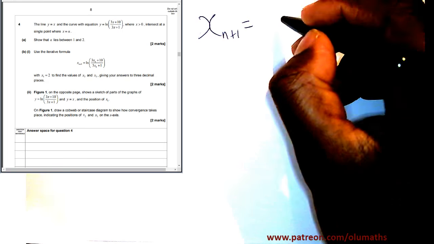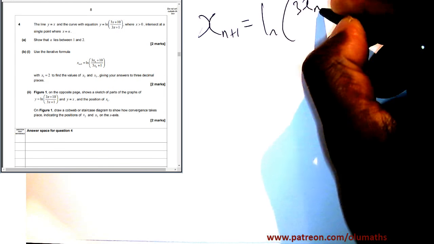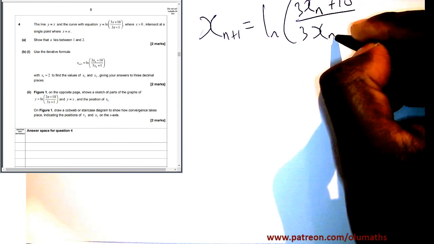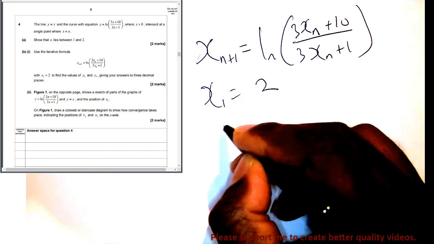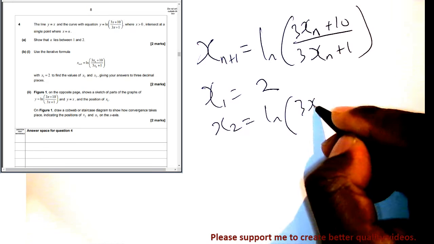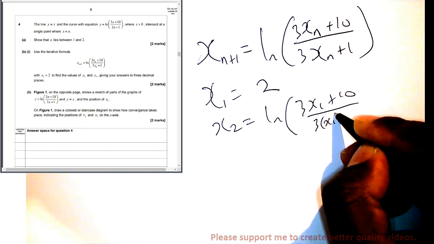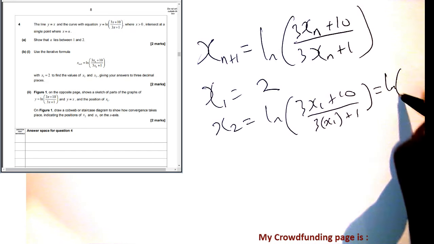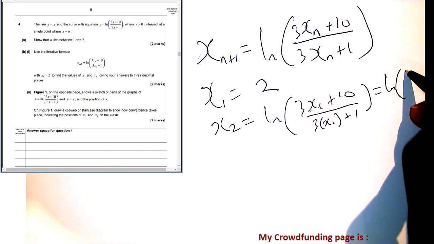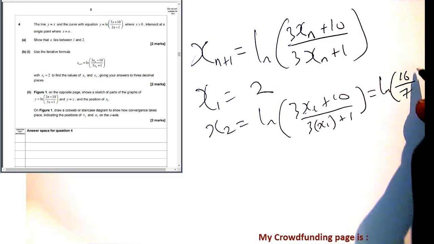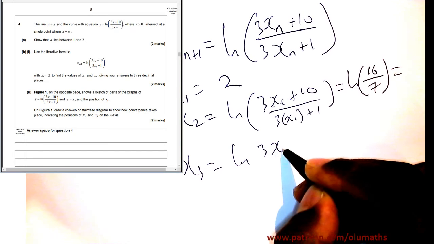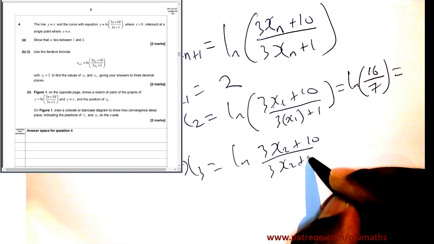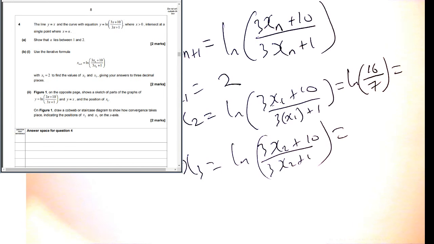So you want to do x of the future to be ln of 3x of the present plus 10 over 3x of the present plus 1, right? So that means if x1 has been given to you as 2, x2 would be ln of (3x1 plus 10) over (3x1 plus 1), which is basically ln of 3 times 2, which is 6, plus 10, 16, over 3 times 2 plus 1, 7. So you want to find out that. And then x3 would be you now using your x2 value to solve it.